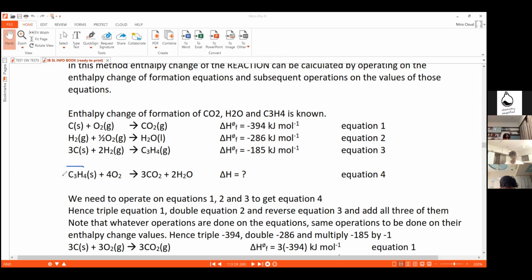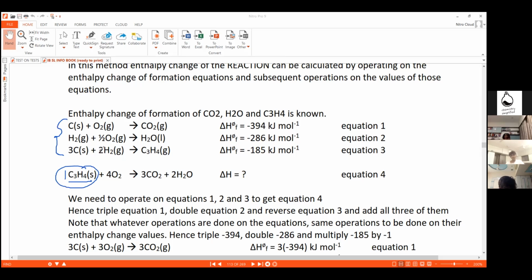I look at each substance in that equation. Let's say I start with propyne. In the target equation, I want 1 mole of propyne on the left hand side. So you look at the target equation and see what you want in it: which substance, how many moles, and which side. So I start with propyne, 1 mole, left hand side. Out of these three equations, which equation has propyne in it?